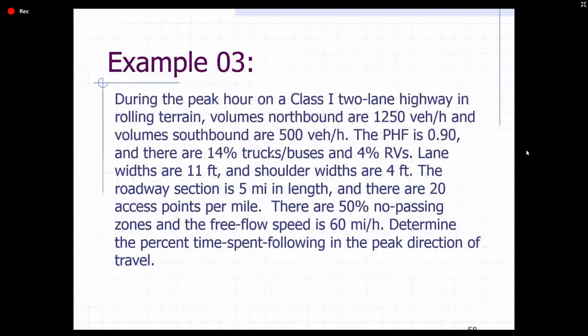So, I will go to my example number 3. During the peak hour on a class 1 two-lane highway in a rolling terrain, the volumes northbound is 1,250 vehicles per hour.